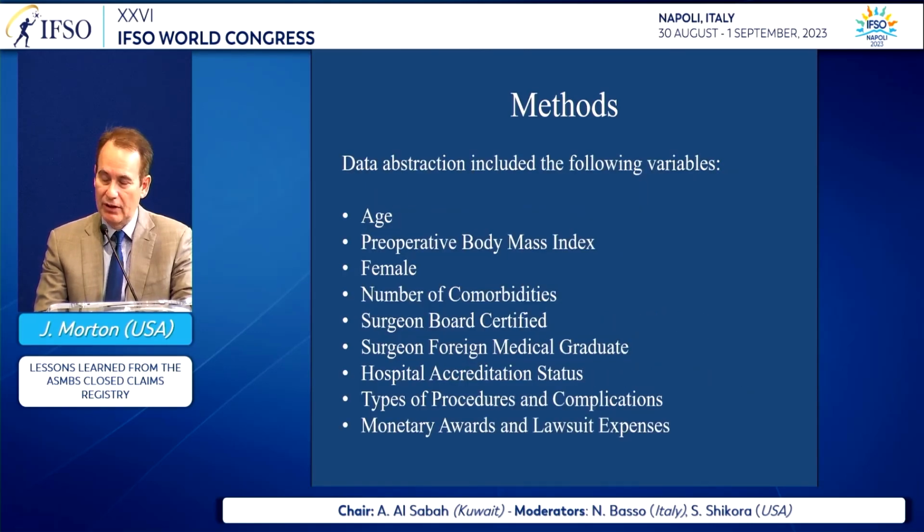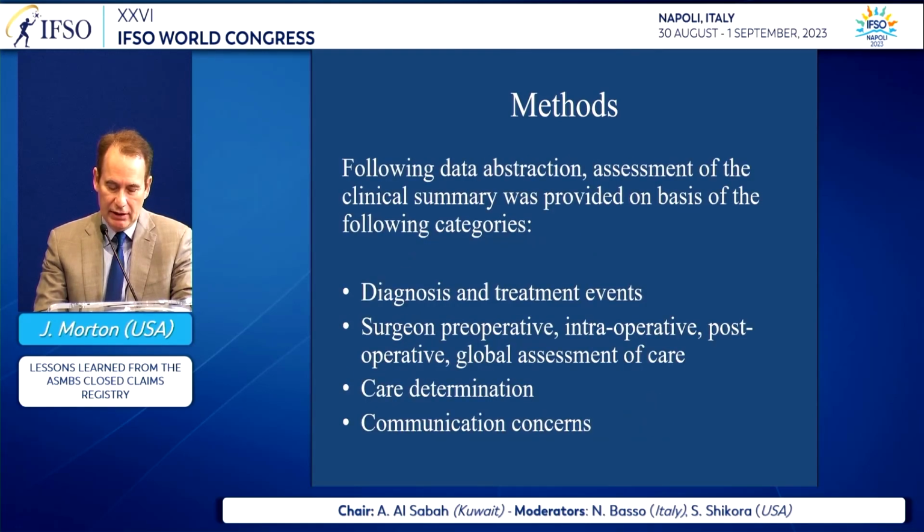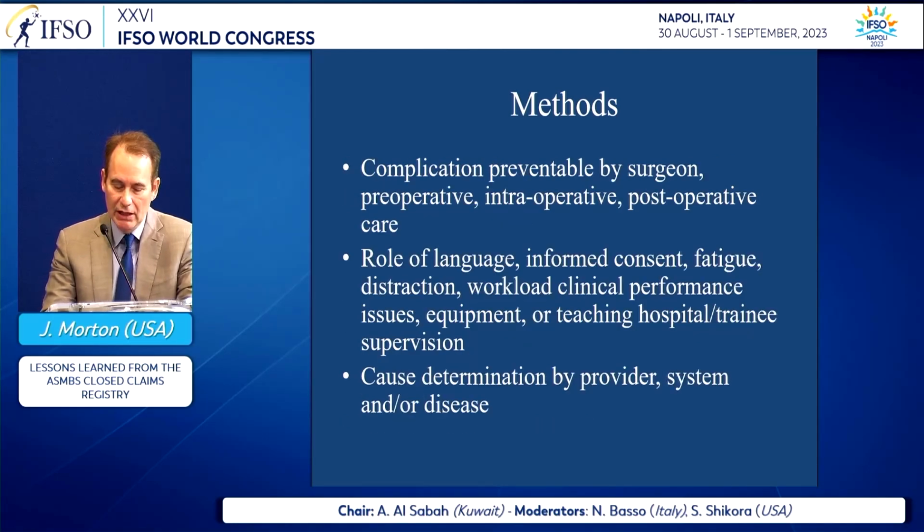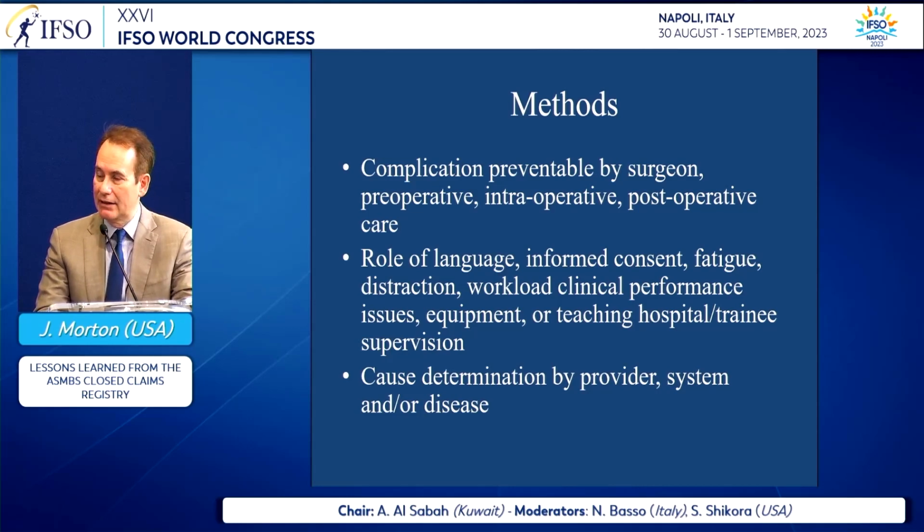And these are some of the things that we abstracted from the data that they had, some of the demographics of both surgeon as well as patients. And then we did an assessment, and this is where the authors were very, very helpful. The authors were able to assess if they thought the care was appropriate or if there was opportunities for improvement. And we also looked at a grading of complications, if they were preventable, and if there were factors that might have influenced some of these complications, like language.